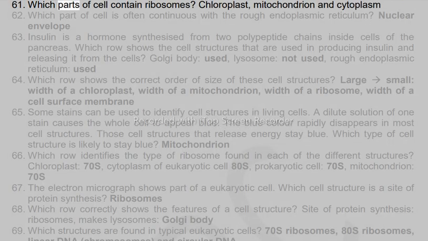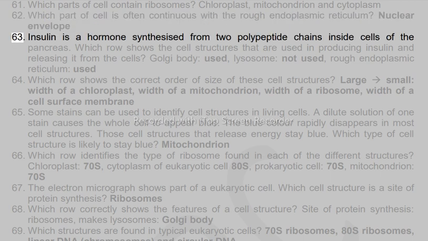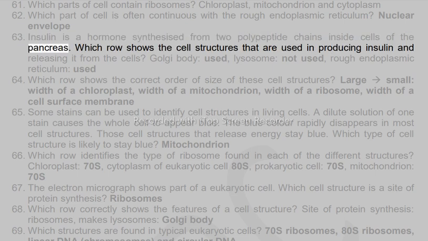61. Which parts of cell contain ribosomes? Chloroplast, mitochondrion and cytoplasm. 62. Which part of cell is often continuous with the rough endoplasmic reticulum? Nuclear envelope. 63. Insulin is a hormone synthesized from two polypeptide chains inside cells of the pancreas.